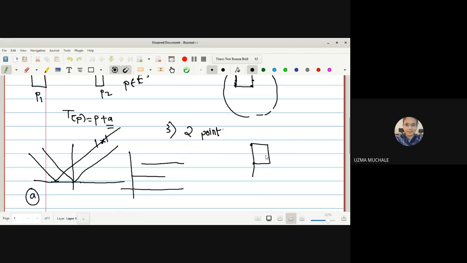And suppose I fix the third point also, the third point which is not collinear with these two. If I fix the third point which is not collinear with these, suppose I fix here, so still it can have rotational motion.